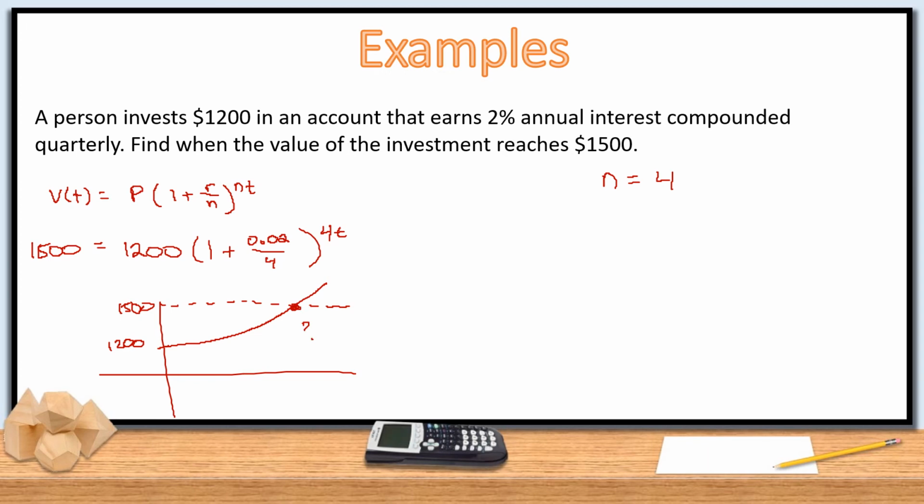All right, so in your y1 spot, we've got 1,500, y2, 1,200 times, don't forget your brackets here, 1 plus 0.02 divided by 4 to the power of 4x. And you want to make sure if you're doing this in calculator that you are using parentheses here to tie everything together. So you want a parenthesis around this, so that your calculator is very clear on what you are trying to do.